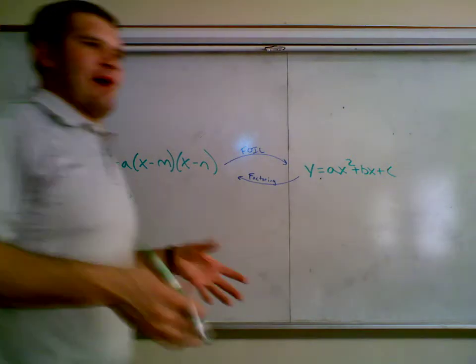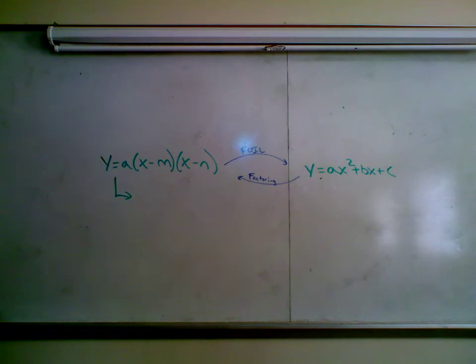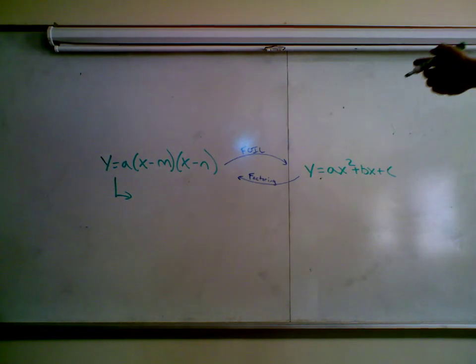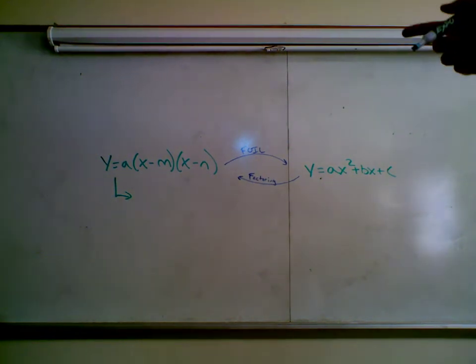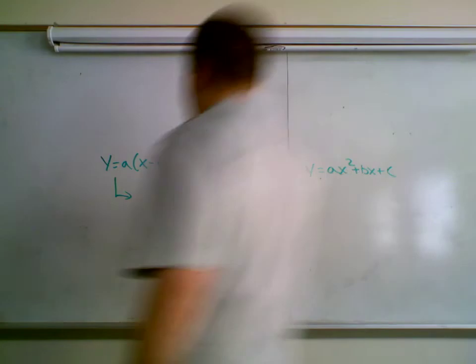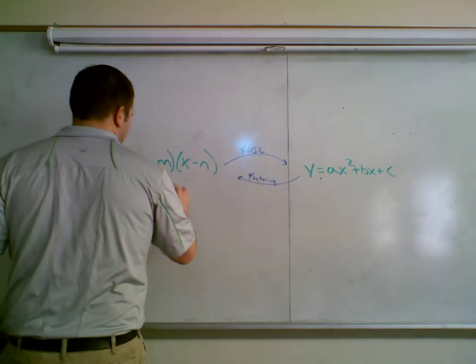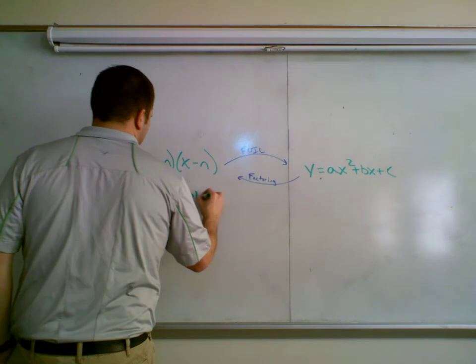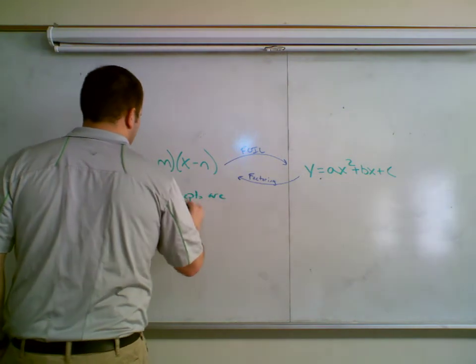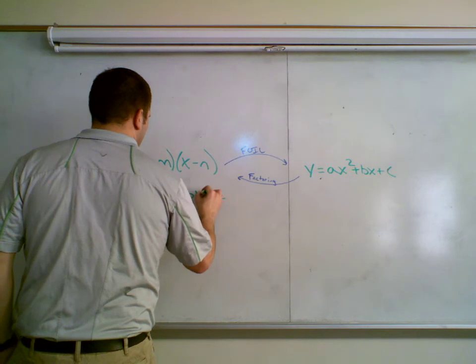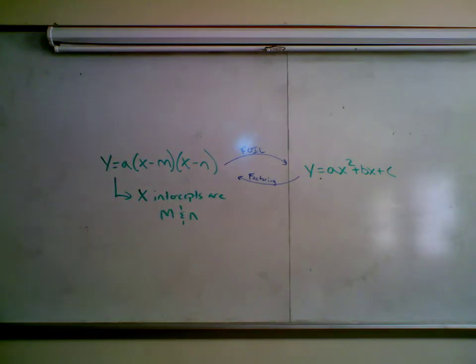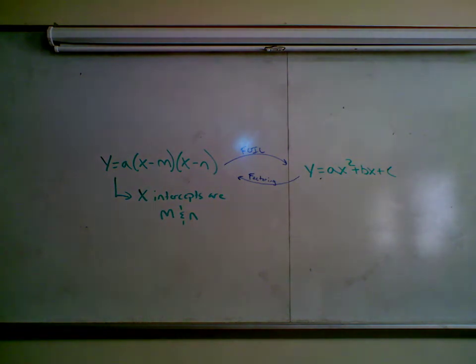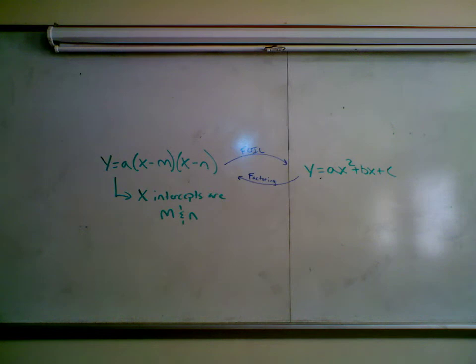So if I had to build a parabola with two specific x-intercepts, I can plug those in for m and n, right? So it tells me what the x-intercepts are. The x-intercepts are m and n. That's the benefit. Just by looking at an equation in that form, you know the x-intercepts. Have we done that before? Was that a yes? Okay.